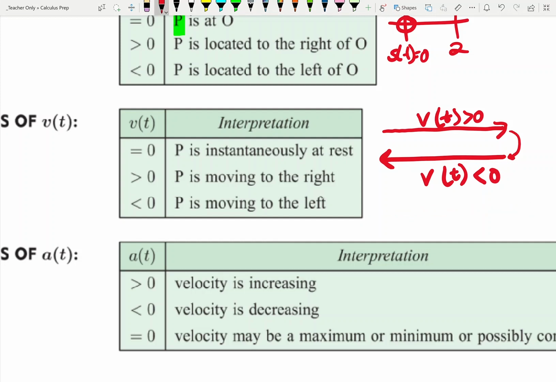So between this change in sign of the velocity, there must be this point where the velocity is instantaneously equal to 0. So that means for an infinitesimal point in time, the particle is at rest because it's gone from a positive velocity to a negative velocity. And yes, positive velocity, the particle is moving to the right. Negative velocity, the particle is moving to the left.